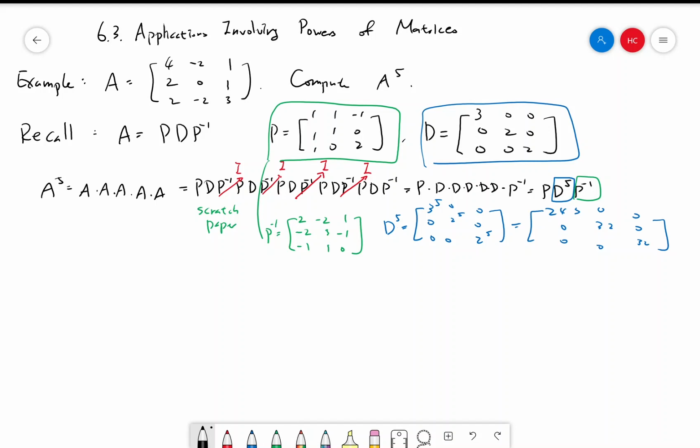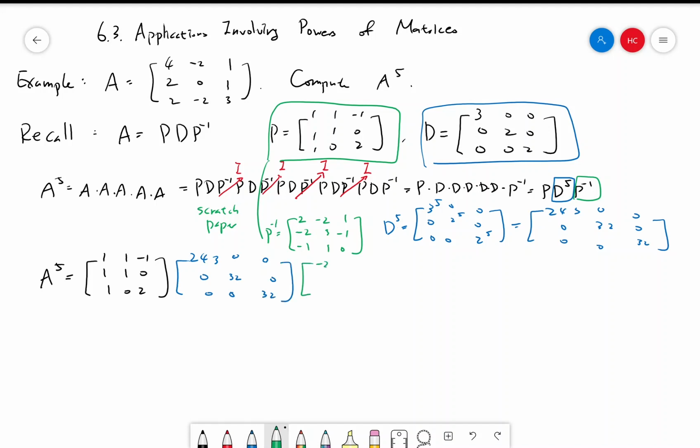Alright, so A to the 5th is P times D to the 5th times P inverse. So let's write down what P is. P is this. And D to the 5th is 243, 0, 0, 0, 32, 0, 0, 0, 32, and times P inverse, which is 2, negative 2, 1, negative 2, 3, negative 1, negative 1, 1, 0. So instead of multiplying matrices together 5 times, now we only have to multiply 3 matrices together.